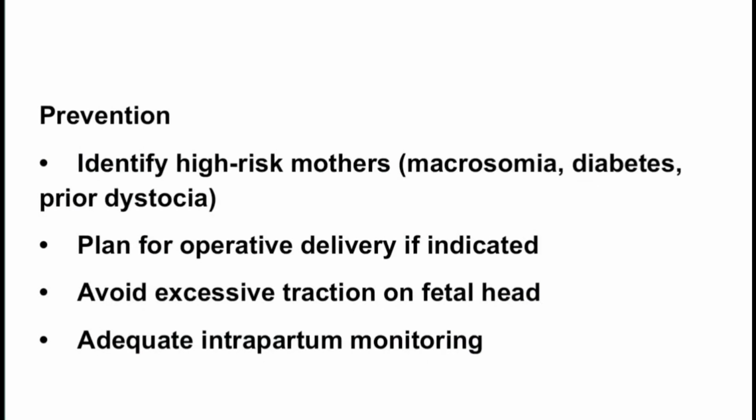So for prevention of shoulder dystocia, we need to identify high risk mothers, such as those with macrosomic babies, which are babies greater than 4 kg, and diabetes. For patients who come in with diabetes, we need to be aware of the risk of shoulder dystocia, and of a previous history of shoulder dystocia. We need to plan for operative delivery if indicated. We need to avoid excessive traction on the fetal head, and we need to do adequate intrapartum monitoring.